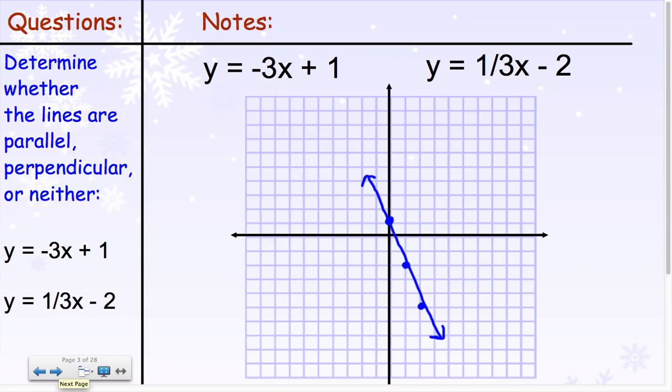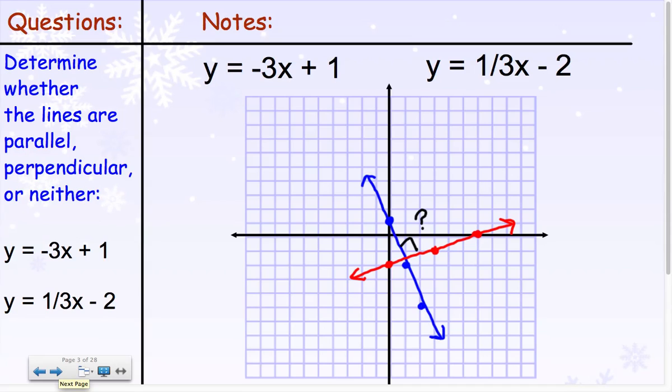My second line has a y-intercept of negative 2. My slope is 1/3. So rise 1, run 3, rise 1, run 3. Now it looks like these lines are intersecting. We know they're not parallel because they touch each other. But it's hard to know whether or not they're really perpendicular because it's hard to tell whether or not this is a 90 degree angle. It could be, but we don't know for sure.